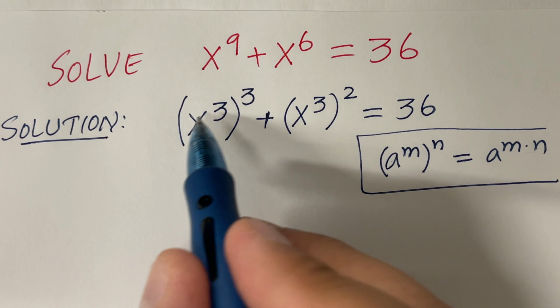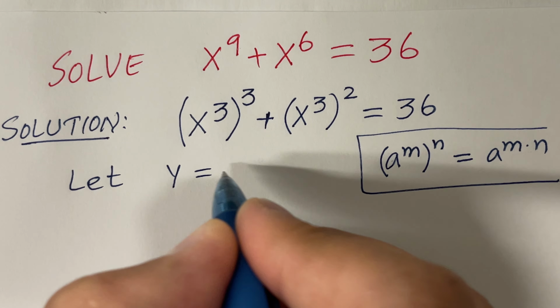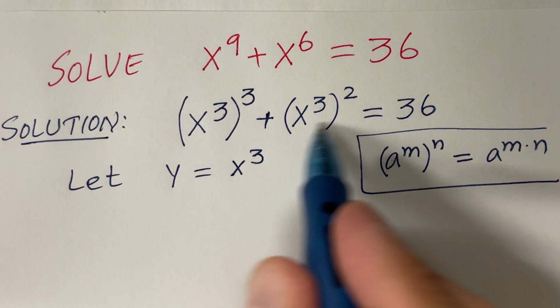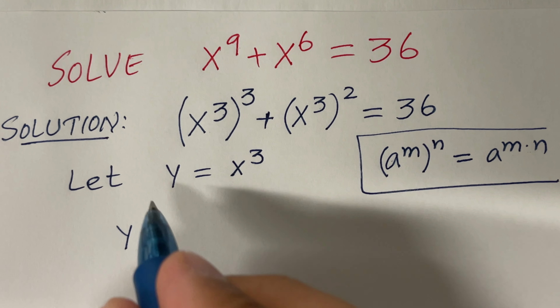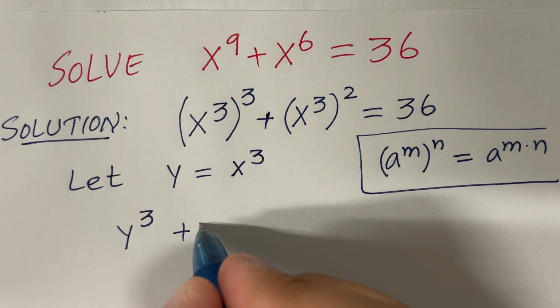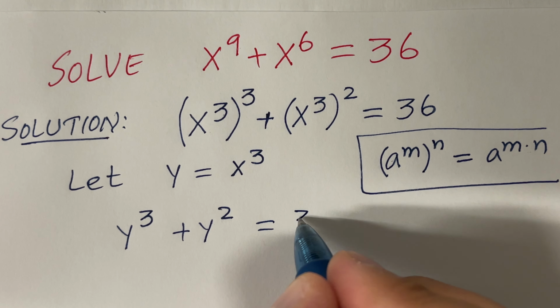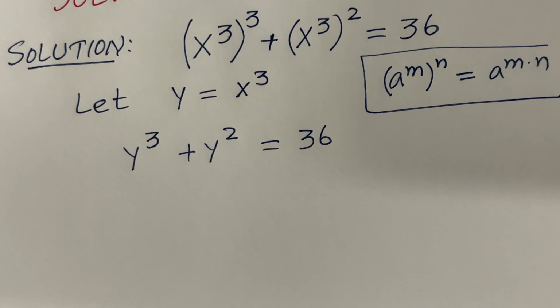The advantage of writing in this form is that now I can use the substitution y equal to x cube. After this substitution, the given equation is: x cube is y, and on top of it I have power 3, plus x cube is y, and on top of it I have power 2, and the right hand side was 36. So far so good.